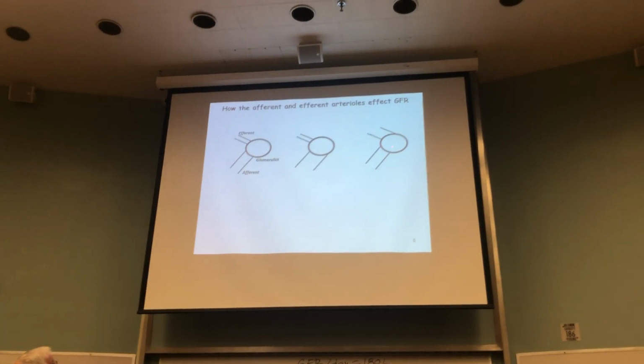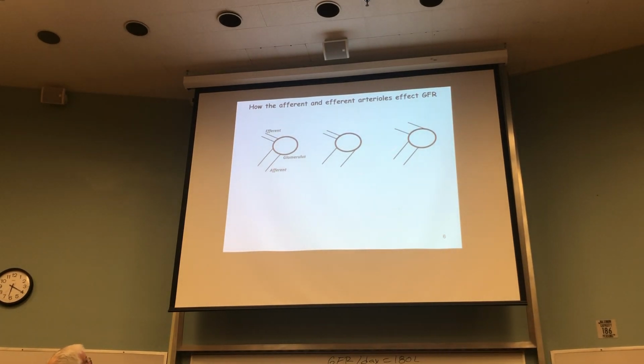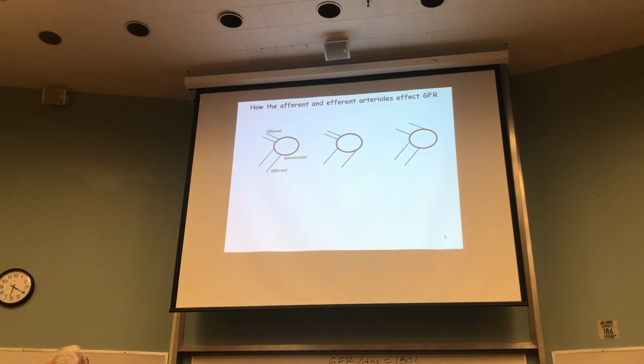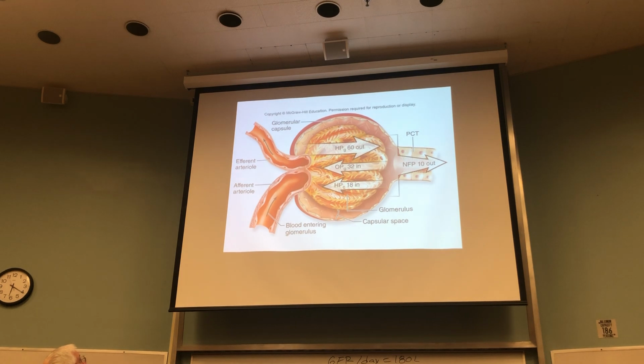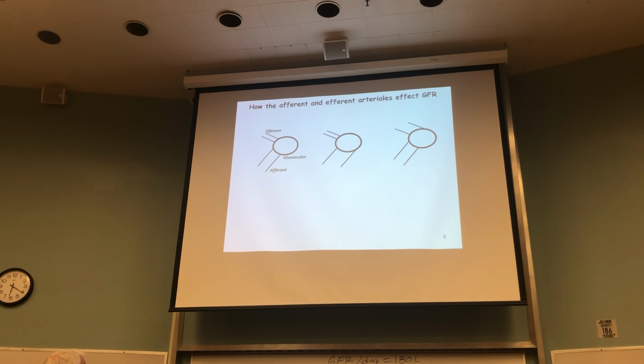Now, look at the one on the top right. I didn't change the afferent, but I did dilate the efferent. So the same flow is going in, but now it's easier for it to leave. That causes the pressure in the glomerulus to go down. And if the pressure goes down, what happens to GFR? It's going to go down, exactly. So if I want to lower an elevated GFR, I can simply dilate the efferent, which would lower the pressure in the glomerulus, and that would make the GFR go down. This is all happening subconsciously.